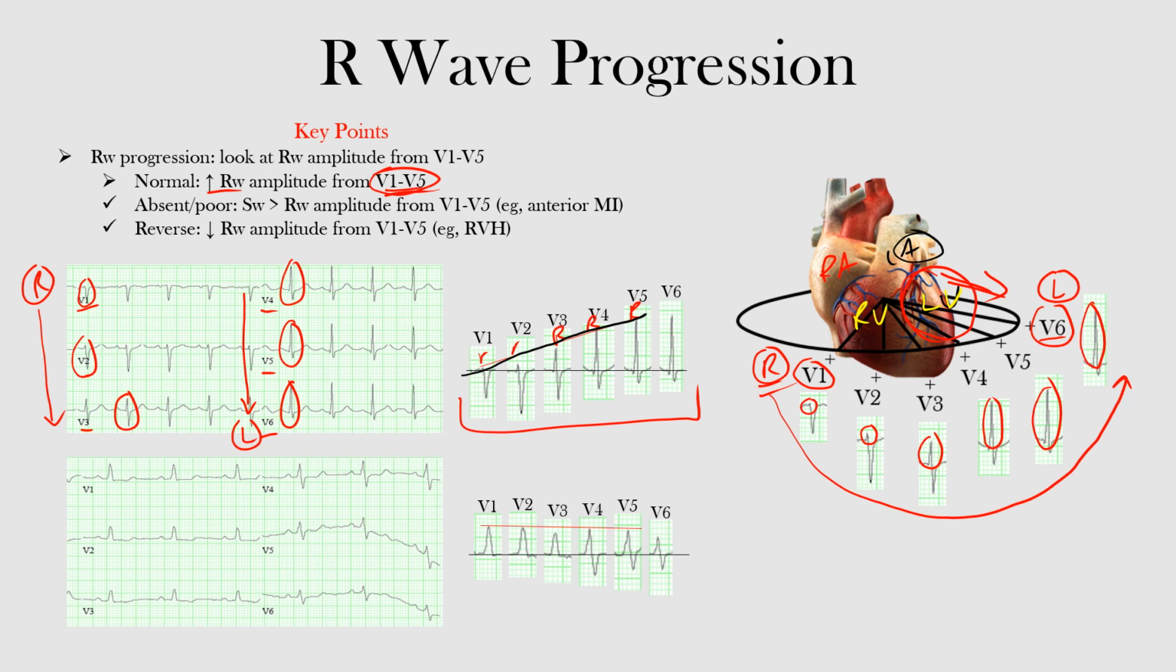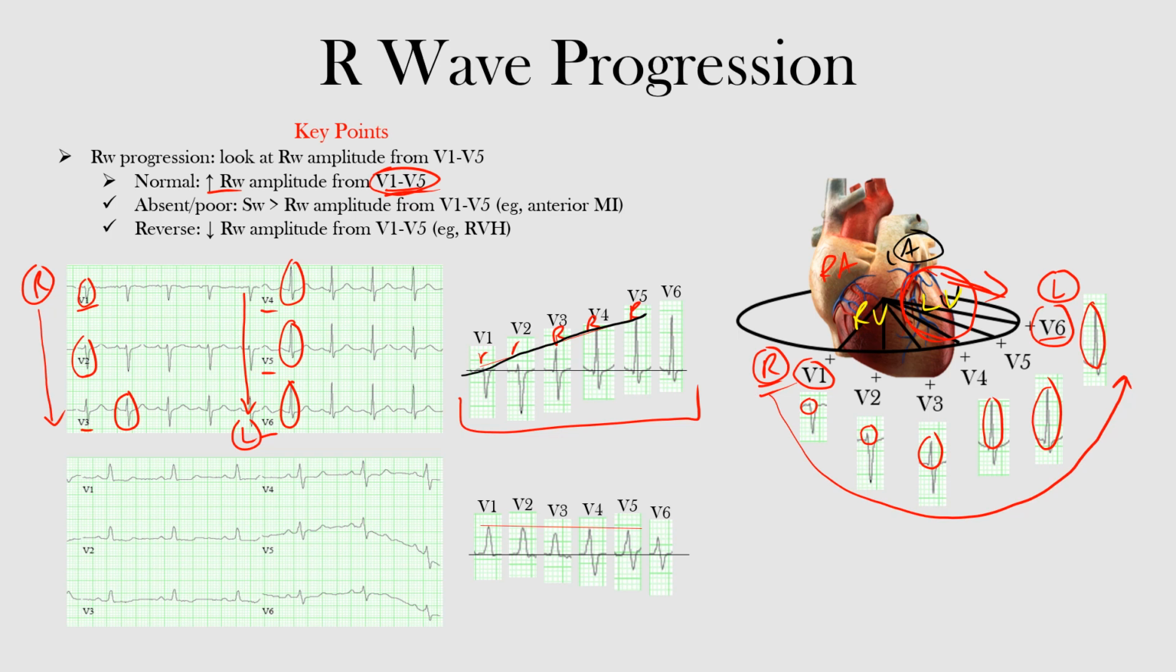Now, absent or poor R-wave progression occurs when the S wave amplitude is greater than the R wave amplitude from lead V1 to lead V5. This may be seen in the setting of an anterior MI, in which the anterior forces are diminished. And then there's reverse R-wave progression, which is pretty much the opposite of normal R-wave progression. In reverse R-wave progression, the R wave amplitude diminishes as you move from lead V1 to V5, or simply doesn't change at all. This can be seen in right ventricular hypertrophy.